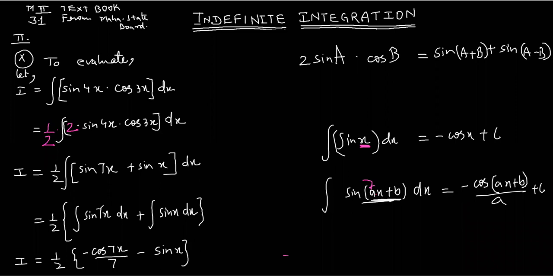Now what's happening here, students? Here you got sin of 7x. Now what does that mean? Sin of 7x means you have ax, and b is 0. You can check, 7x plus 0. So this is only ax, and that b is 0. It is the same thing.